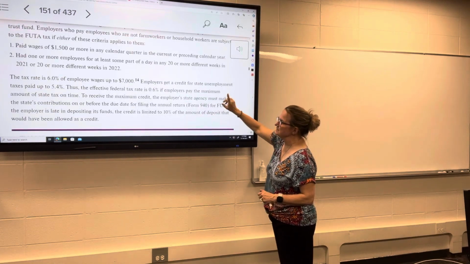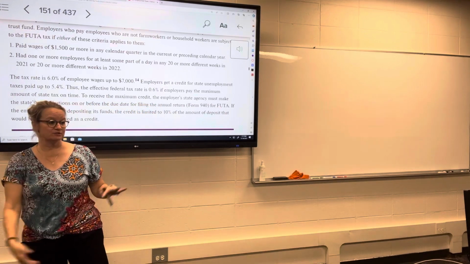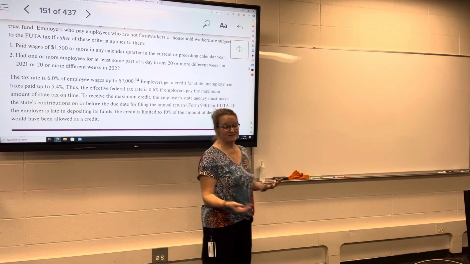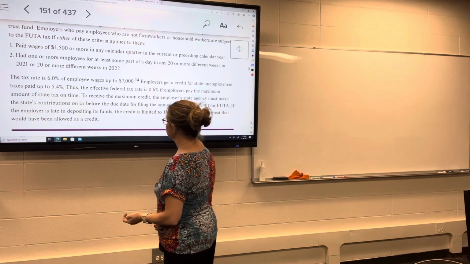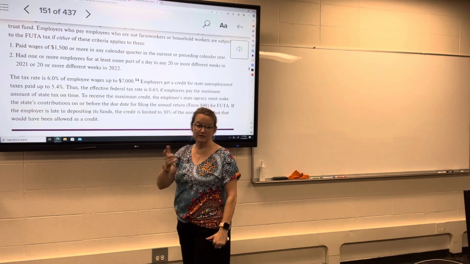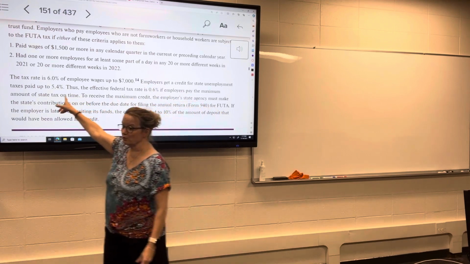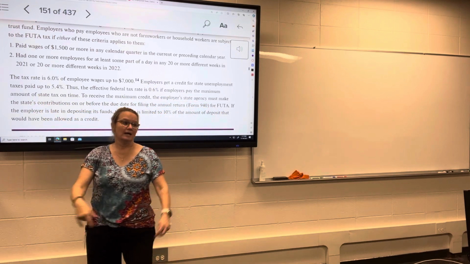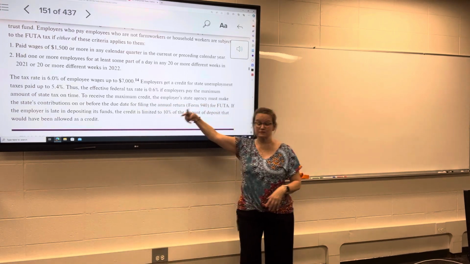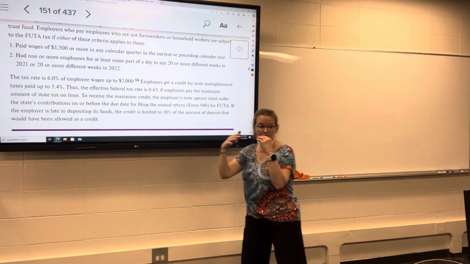So that tax rate is only on the first $7,000 of income. So any amounts over 7,000 are not taxed. Just like Social Security has a wage base of 147,000, FUTA has a wage base of 7,000. It's 6%. However, if you recall, there is a credit of 5.4%. There are a couple of criteria in order for employers to receive that full credit. The credit can be reduced, so that 5.4% can be lower than that.